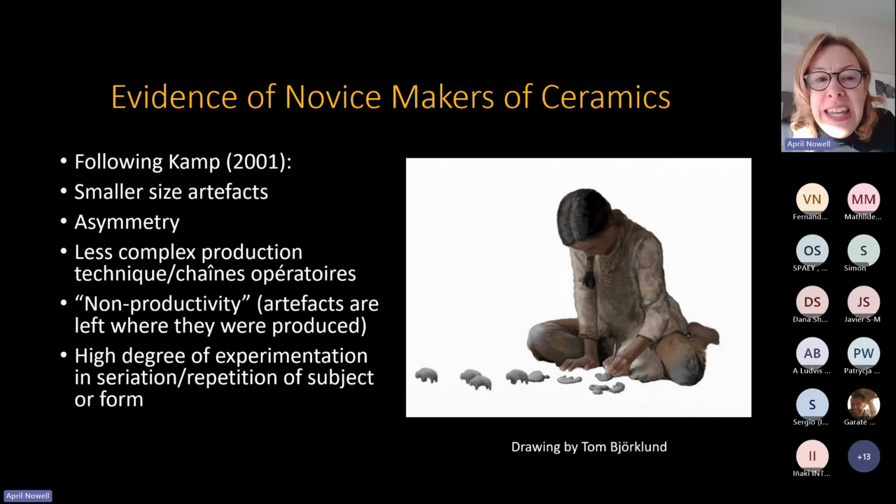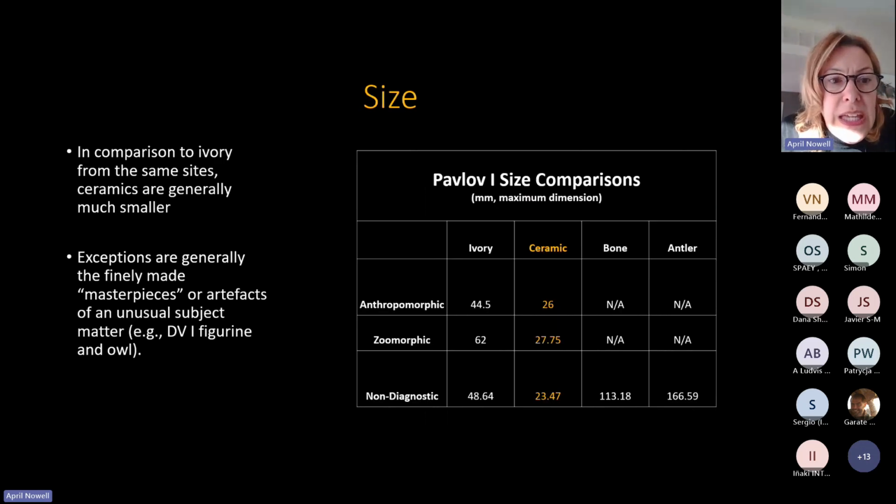So what we wanted to do was to take these variables and apply them to what we know about ceramics in the Gravettian, and see if they correspond to these characteristics of novices. So first of all, we looked at size. We compared the ceramics to other materials used to make art. In particular, we looked at the size of pieces, both figurative and non-figurative or non-diagnostic pieces made out of ivory, bone, and antler.